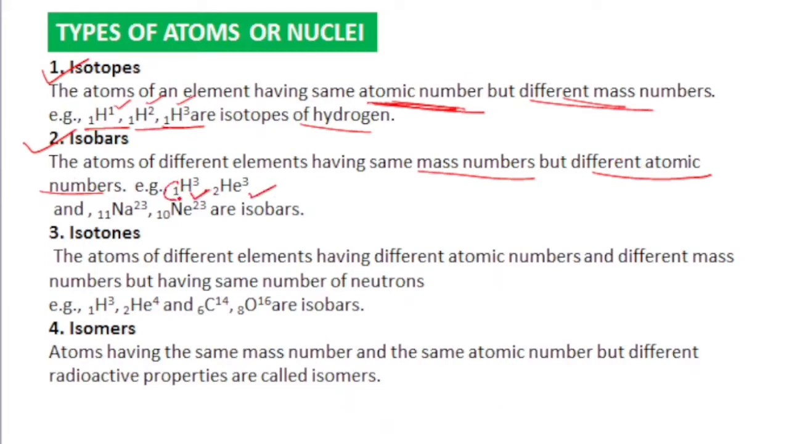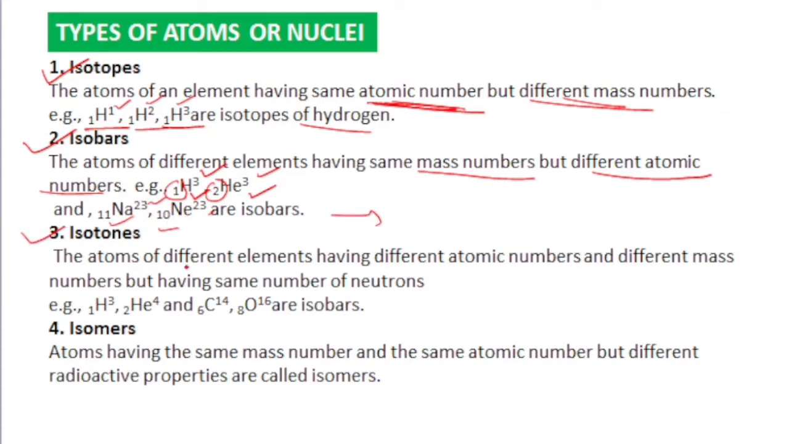Here the atomic number for hydrogen is 1, helium 2, but the mass number of both is 3. The mass number is the same. In the same way, Na-23 (atomic number 11) and Ne-23 (atomic number 10) both have mass number 23 but different atomic numbers, and these are isobars of each other, right?